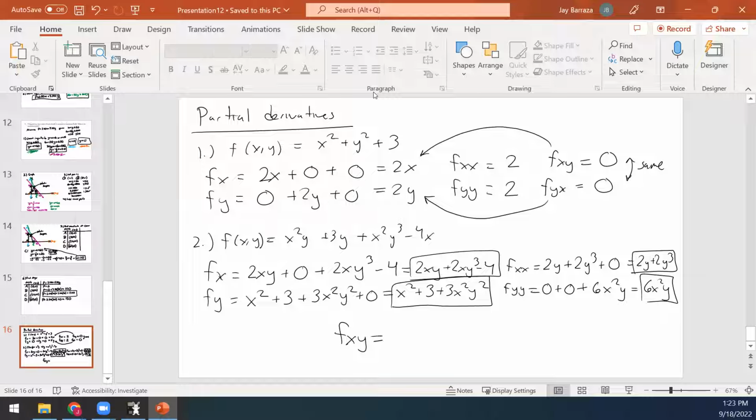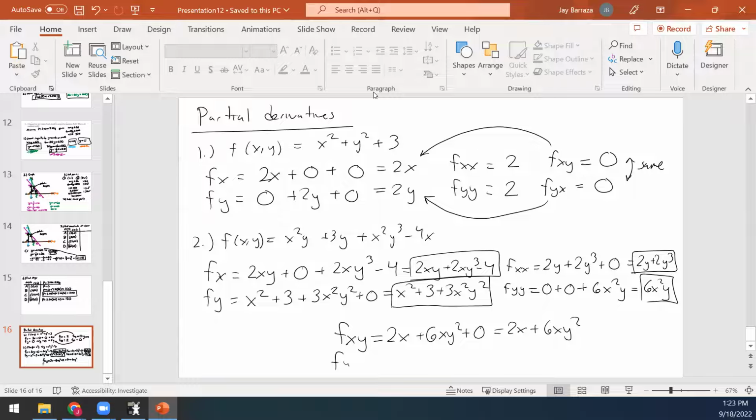So I go to fxy, and the y, this one right here, is going to become a 1, and I get 2x. The y cubed is going to be, bring down the 3, I get 6xy squared, and the minus 4 becomes a 0. So plus 0. And I get 2x plus 6xy squared.